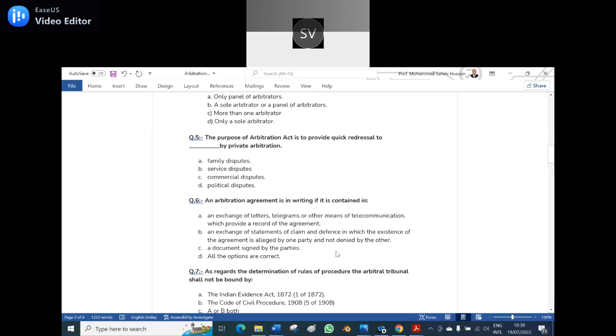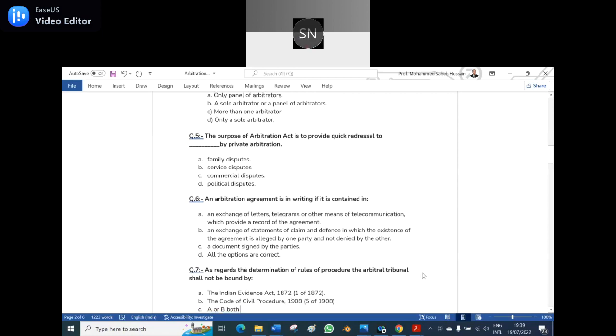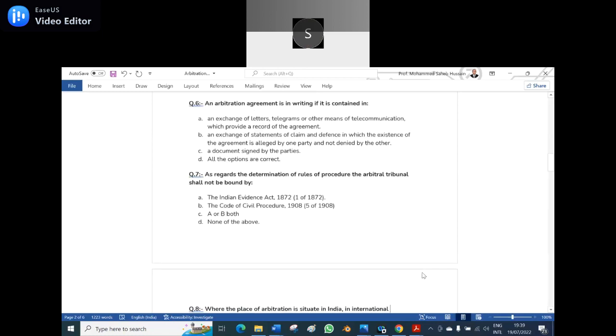All options are correct, option D. Option B, madam, should not be denied by other party. No, option D is the correct answer. All the options are correct.